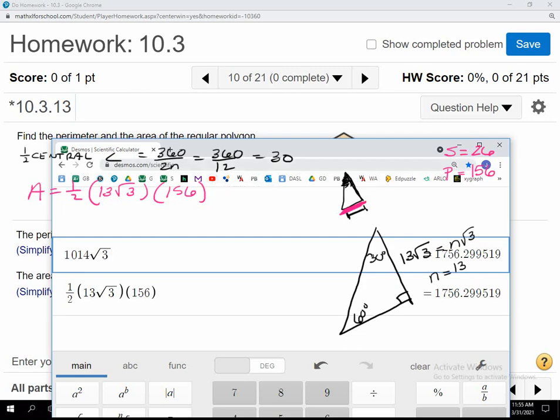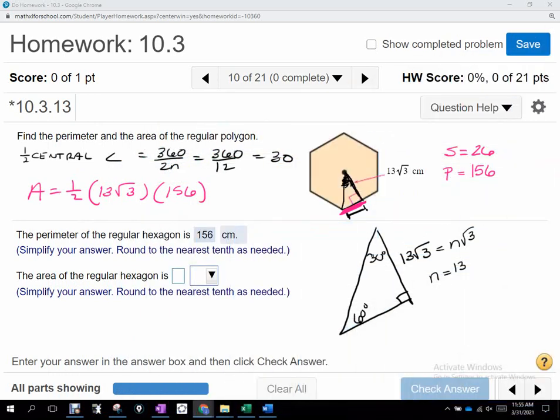Does that make sense on how to do that one? Any others?